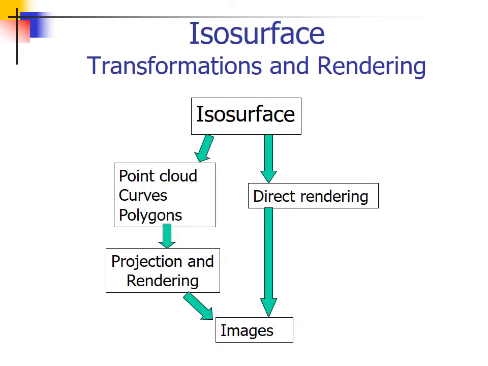There are two ways of isosurface rendering. The first one is direct rendering, when we obtain a two-dimensional image of the isosurface. For example, ray tracing algorithms can be used here. The second method is when we construct a point cloud or curves or polygons of the isosurface, and after that do rendering of this shape.